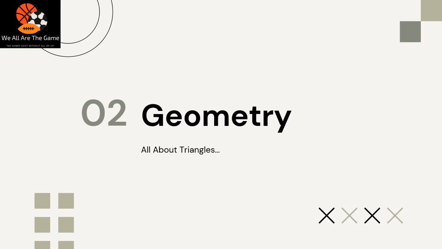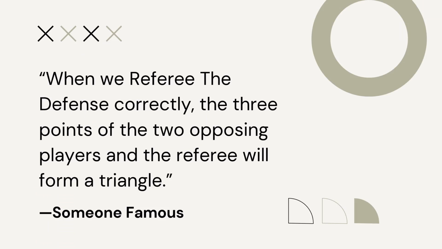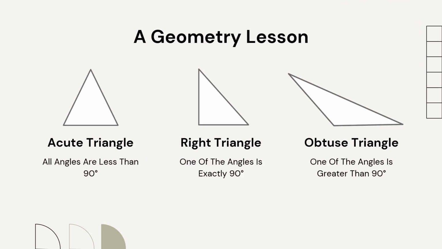Let's talk about triangles. Never thought we would be talking about math in officiating, did you? When we referee the defense correctly, the 3 points of the two opposing players and the referee will form a triangle. Let's go back to a quick geometry lesson. In geometry, a triangle consists of 3 sides, and there are 3 types of triangles.